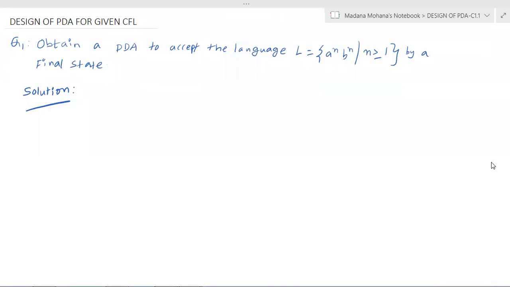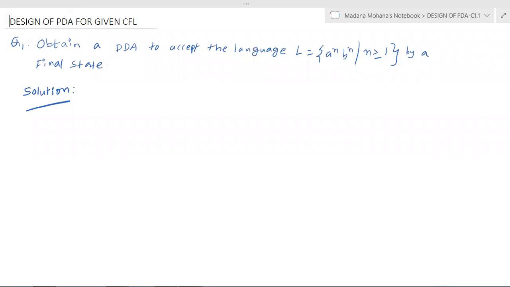Welcome to the course Formal Language and Automata Theory. In this lecture, we will discuss the general concept of design of a PDA for a given context-free language. So here I have taken some example problems. By solving these problems, we will see how to construct a PDA for a given context-free language.